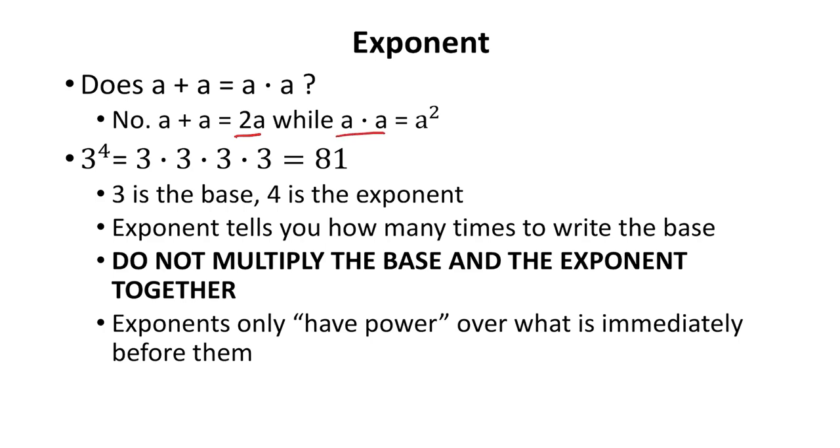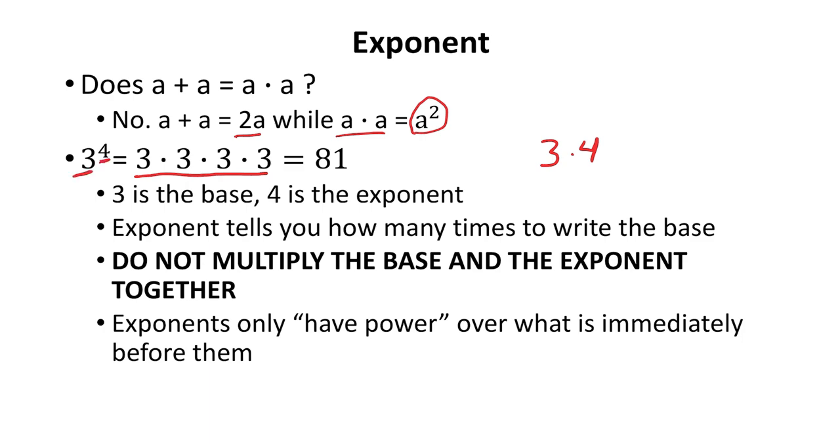A times a we write as a to the second power, and we make the number little and put it up in the right-hand corner. So 3 to the fourth power is not 3 times 4. If we wanted that, we would write 3 times 4. 3 to the fourth power is 3 times 3 times 3 times 3, which is 81.